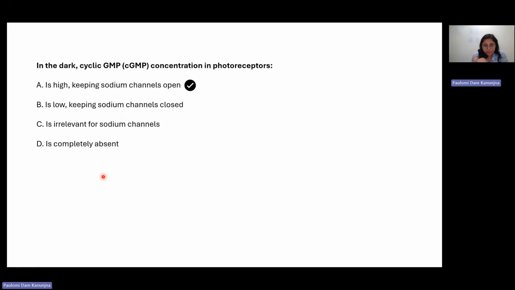So what is basically happening is when you have the sodium channels open, you have the sodium ions moving inside. That influx of sodium ions is what is called the dark current. And that's happening because there is continuous release of the neurotransmitter glutamate. So it's actually maintaining your cGMP concentration at the high end, right?